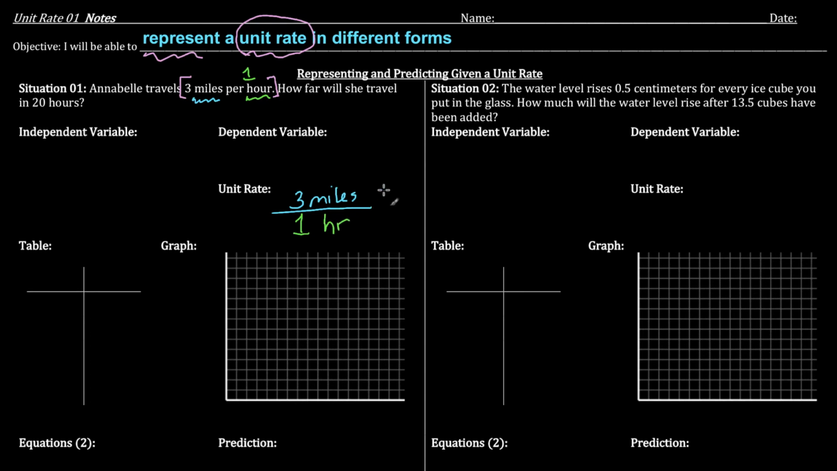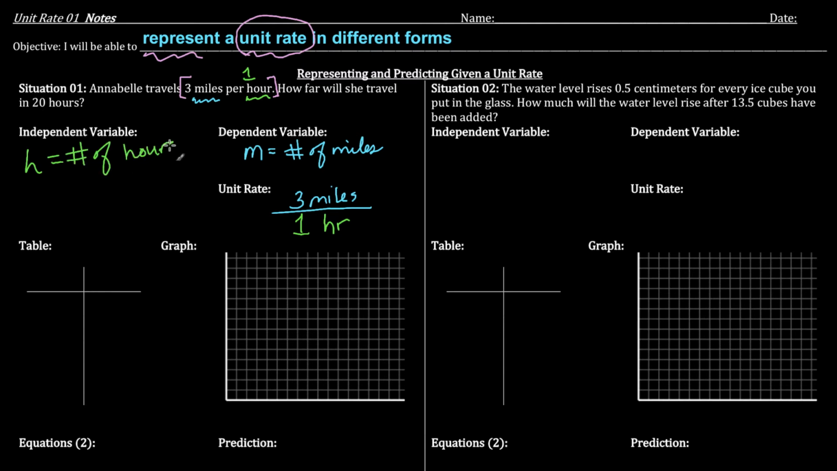So ultimately, what it asks about, how far will she travel in 20 hours, it's asking about how far she traveled. We're asking about the distance. We're asking about the miles. So the miles will be the dependent variable. The number of miles will be the dependent variable. And what will determine that is the number of hours she traveled.